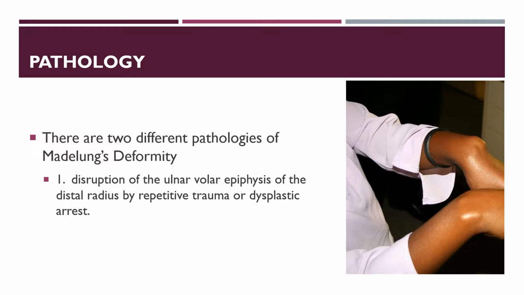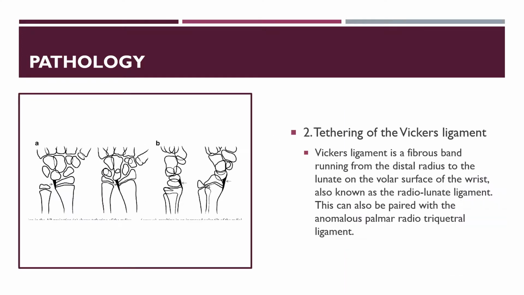Pathology, there's two. The first one is just disruption, or it can be known as repetitive trauma. So the volar epiphysis of the ulnar and the distal radius will be displaced. The second one is the tethering of the Vickers ligament, which can also be known as the radiolunate ligament, and it can be paired with the palmar radiotriquetral ligament, so connecting all those bones together.